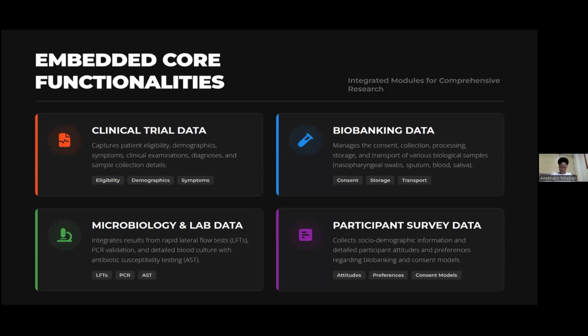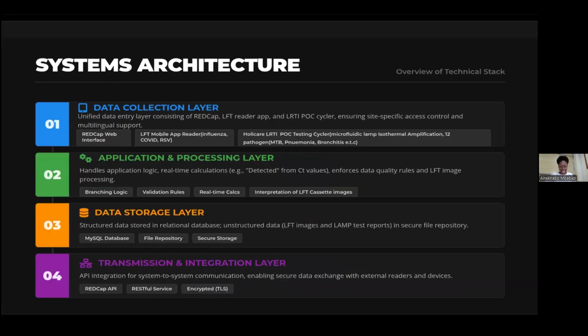Next slide, please. So the core functionalities that we have at the moment include the clinical trial data capture, which captures the patient eligibility, the demographics, the symptoms, the clinical examinations, diagnoses, and also the sample collection details. And then we have the microbiology and lab data collection that integrates the results from the LFTs and the PCR validation, and also the detailed blood culture with the ASTs. Then we have the biobanking data capture, which manages the consent, collection, processing, storage, and transportation of various biological samples. And then finally, we have the survey that is supposed to collect the socio-demographic information and detailed participant attitudes and preferences regarding the biobanking.